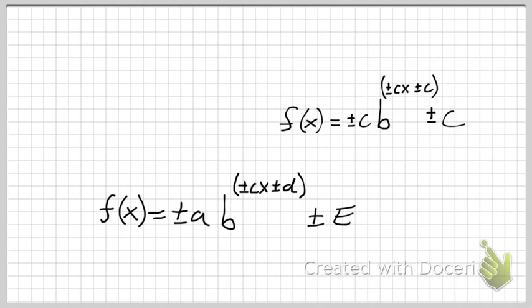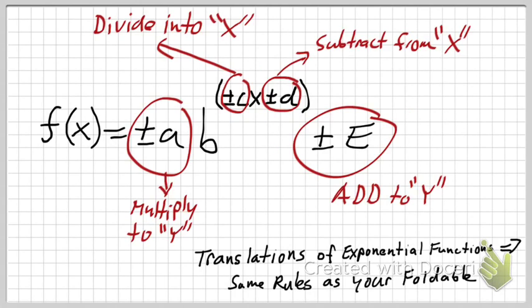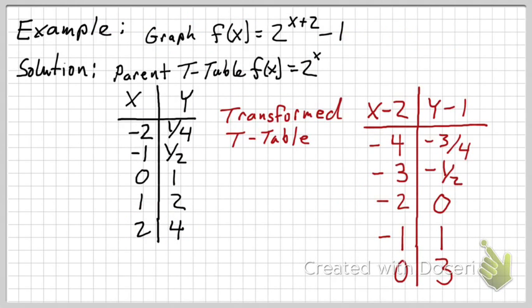And then we talked about translations of an exponential function. Here's an example we did, base 2 with some translation: a horizontal shift left and a vertical shift down.